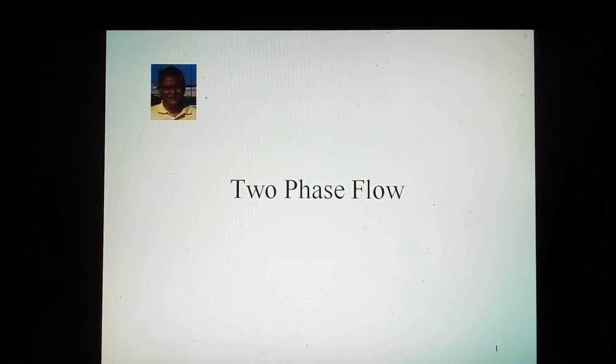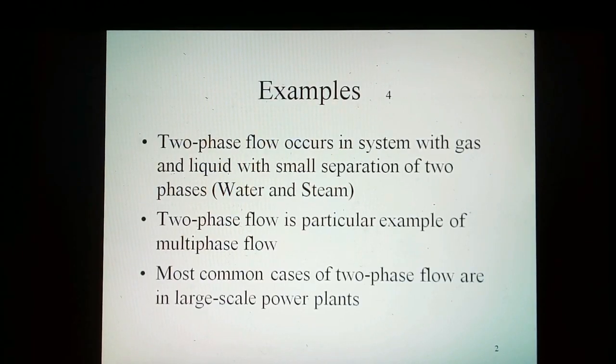This video is part of my chemical process piping channel on YouTube. This video is about two-phase flow. In fluid mechanics, two-phase flow occurs in a system containing gas and liquid with a meniscus separating the two phases. Two-phase flow is a particular example of multi-phase flow.